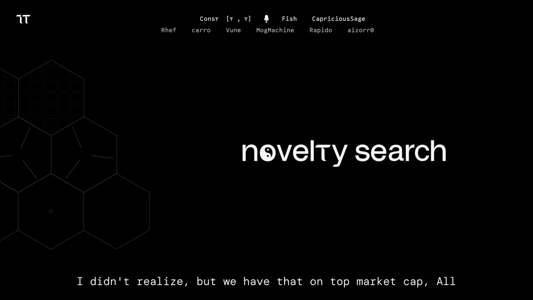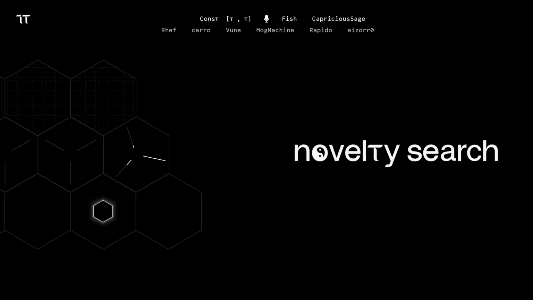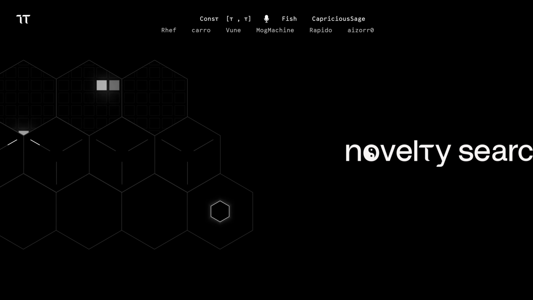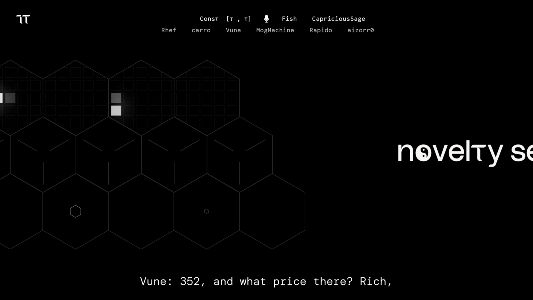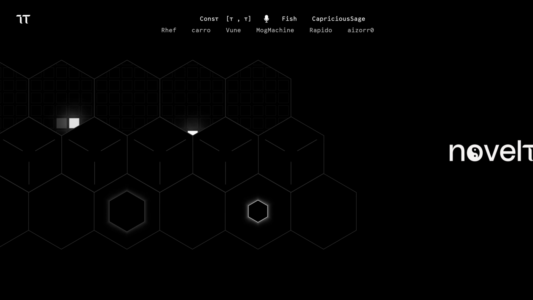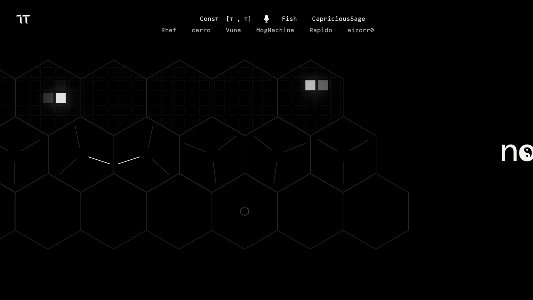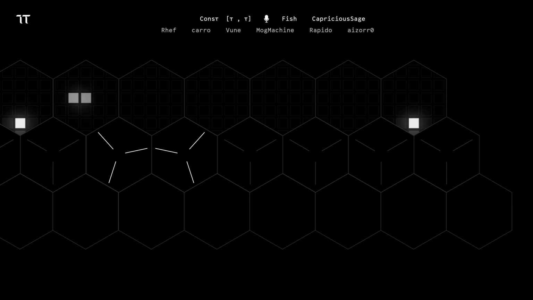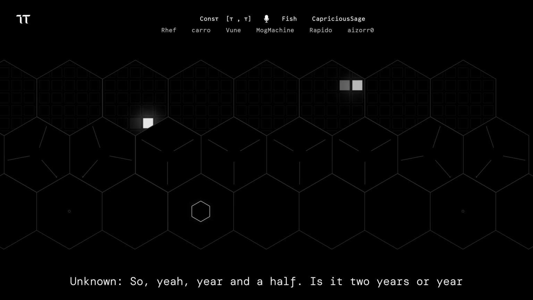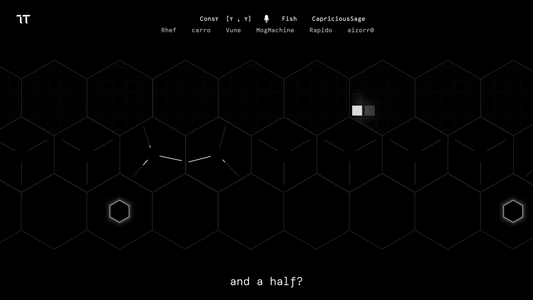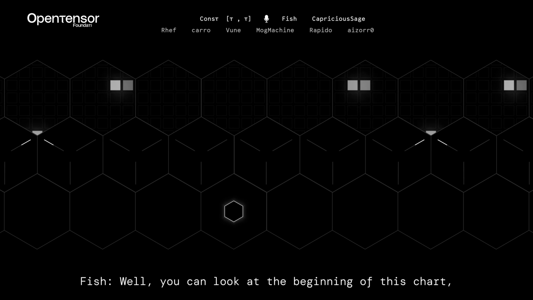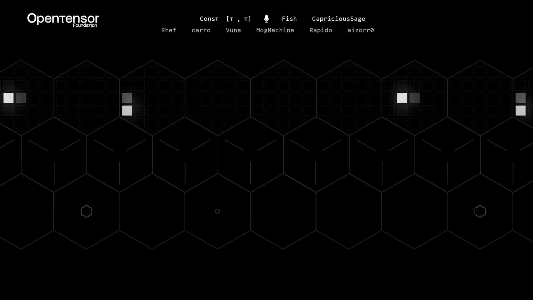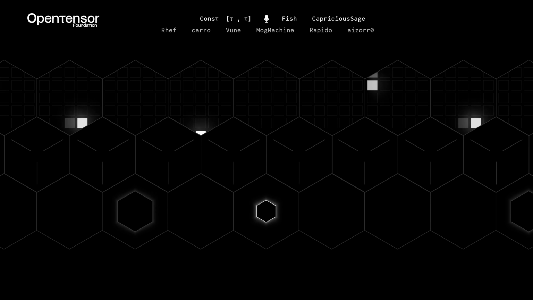I didn't realize, but we have it on tau market cap, all the registrations. 352. And what price they're registered at. 352 over what period of time? Total. Yeah, a year and a half. Is it 2 years or a year and a half? Well, we can look at the beginning of this chart. October 2023.